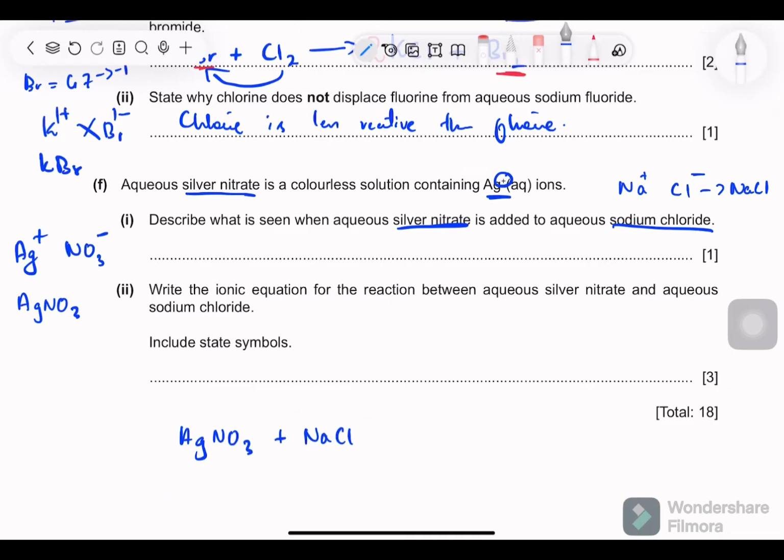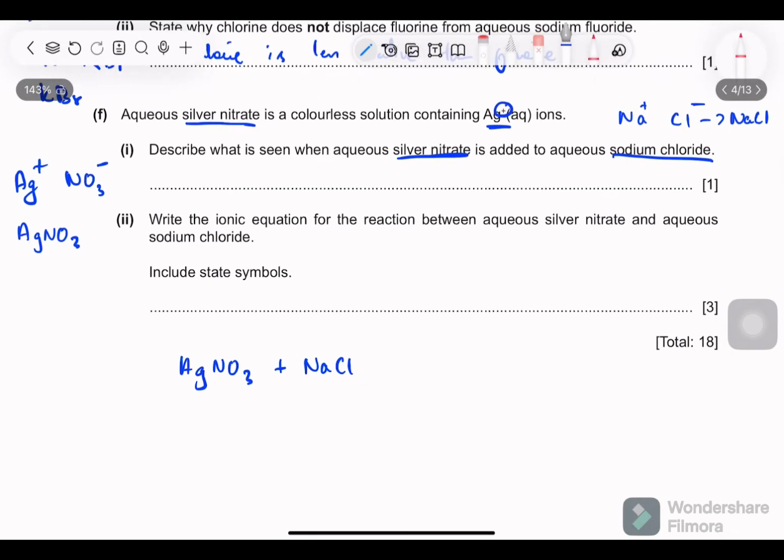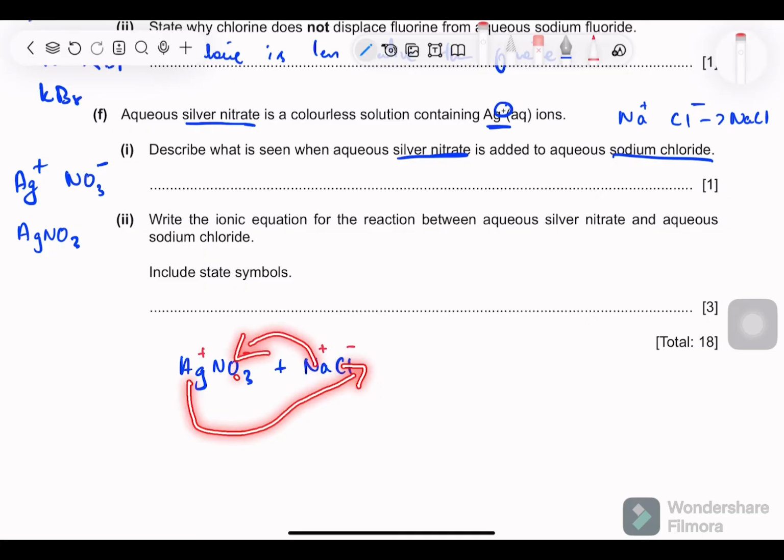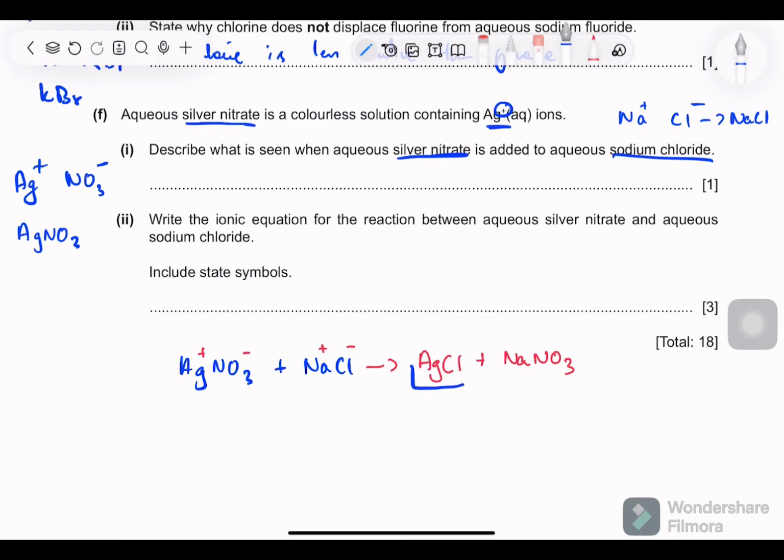Okay, so when AgNO3 reacts with NaCl, Ag is the positive over here, this is the negative, this is the positive, this is negative. The positive is bonded with the negative over here, and this positive binds with this negative. So this will give us AgCl plus NaNO3. Now the thing is, AgCl is silver chloride, and this is an insoluble salt.